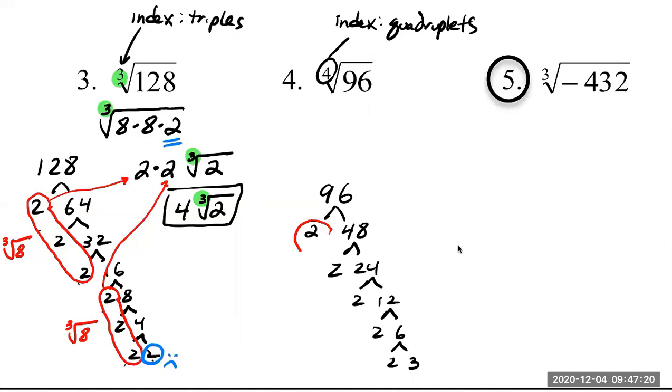Since the index is 4, we're looking to pull out a 2 for those 4 2's. But then these factors don't have quadruplets with them, so they're stuck under the radical. So we would have an answer of, we're pulling out a 2, and we're left with a 4th root of 2 times 3, which is 6. So this would be our answer.